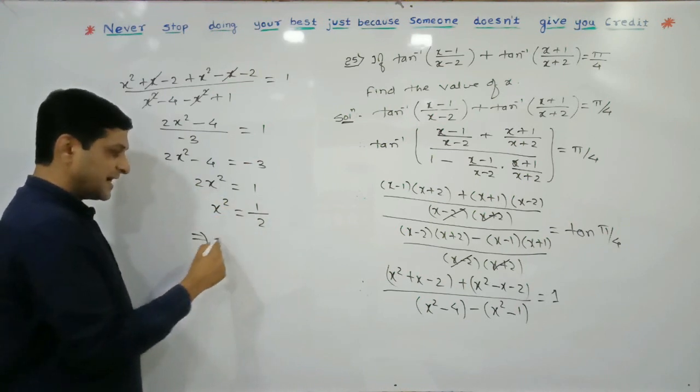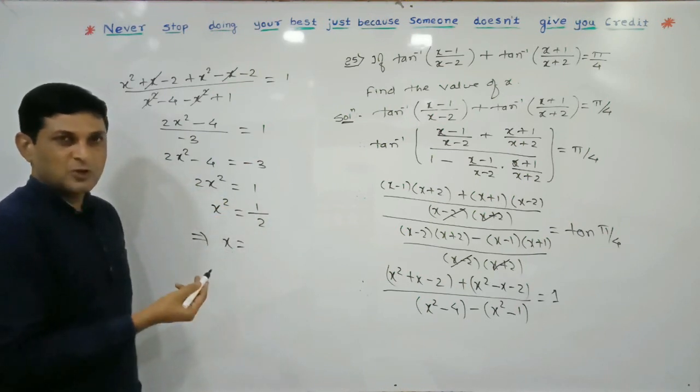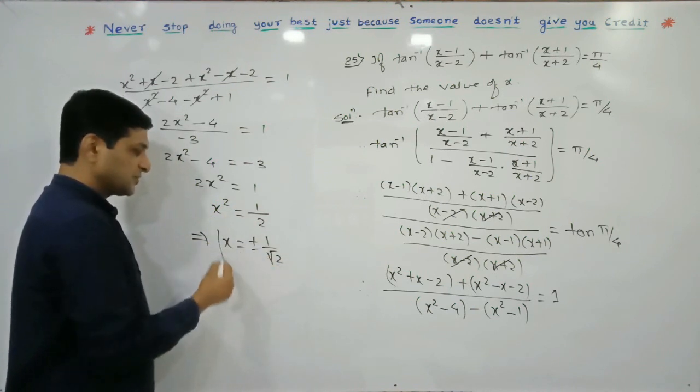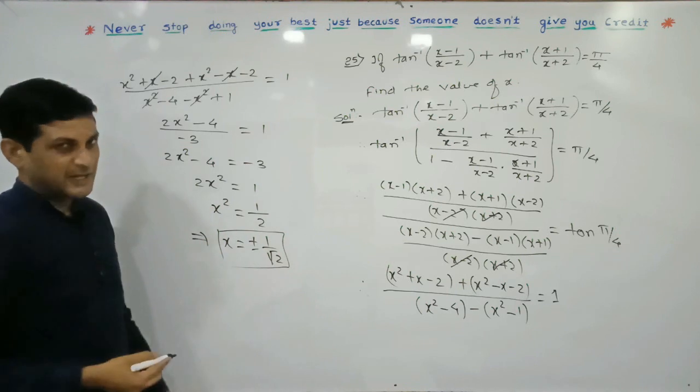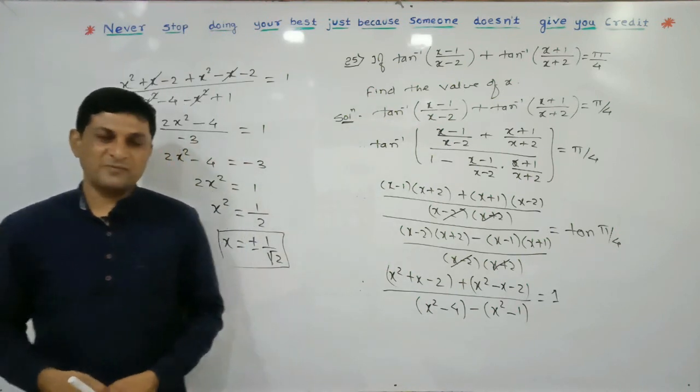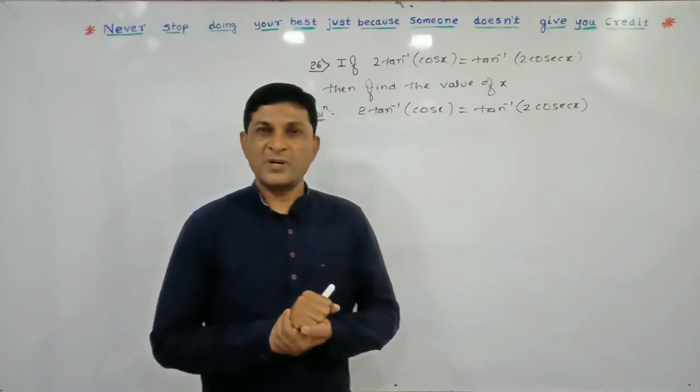So which implies that x is equal to, if we are taking square root on both sides, so on this side we will get plus or minus 1 by root 2. In this way we have got our required value x, and here in the question, solving the equation, we have to find out the value of x. So now see example number 26.